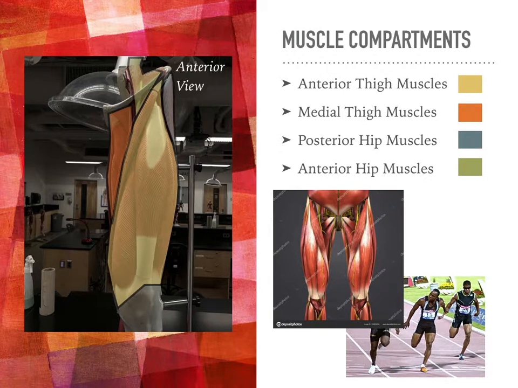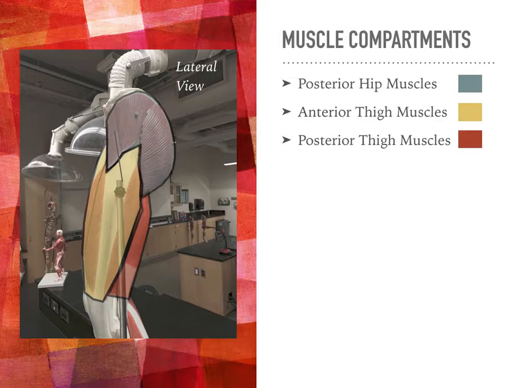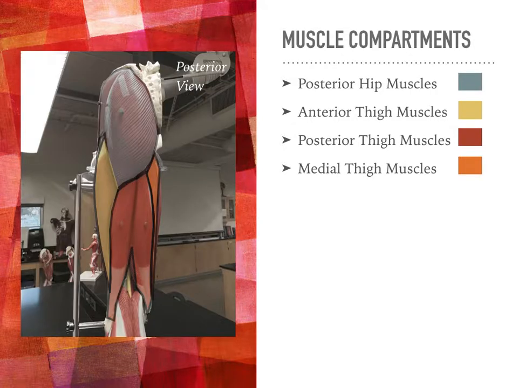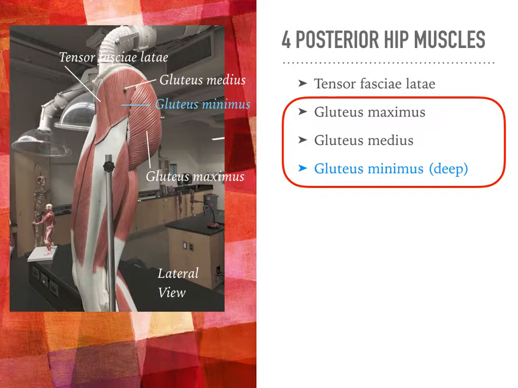Much better view for the posterior hip muscles are here in a lateral view, where we see them above the anterior thigh muscles and the posterior thigh muscles, or in this type of view where we're looking straight from a posterior aspect. Obviously, the lateral view shows us the best picture of all of these muscles. So let's look at them from that lateral view again. There are 4 posterior hip muscles we want to study.